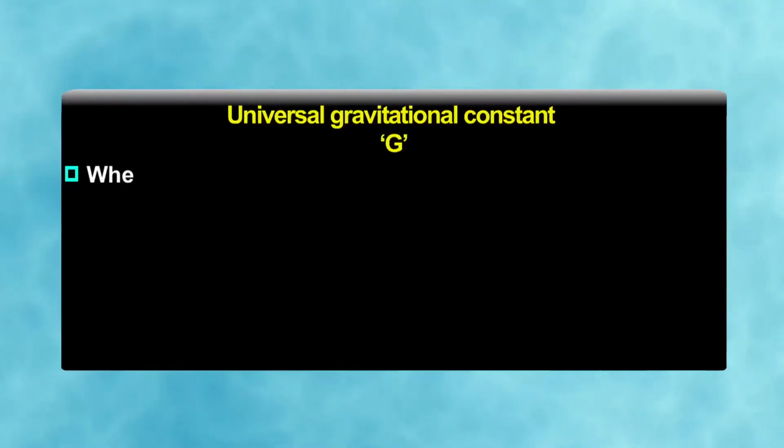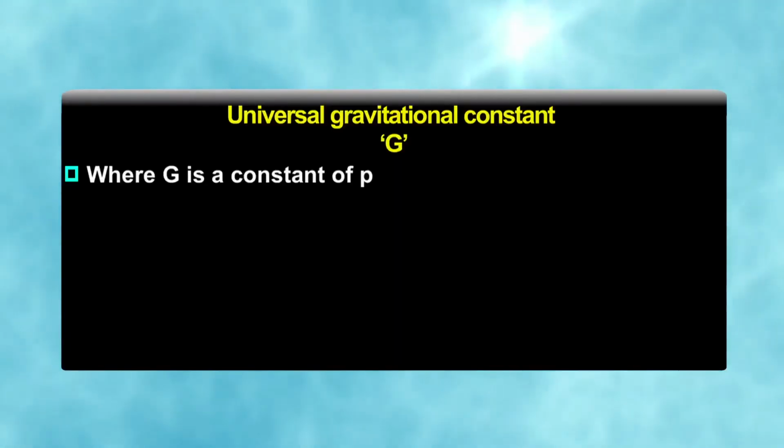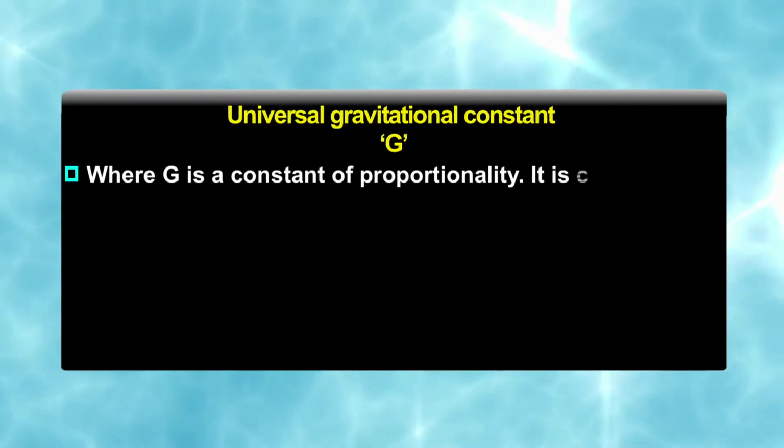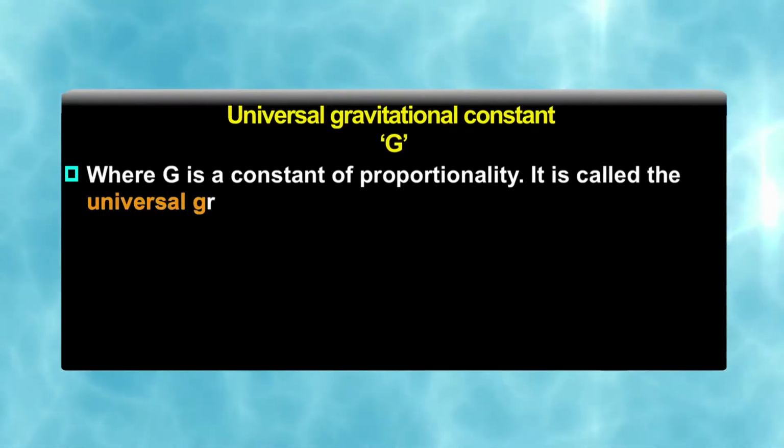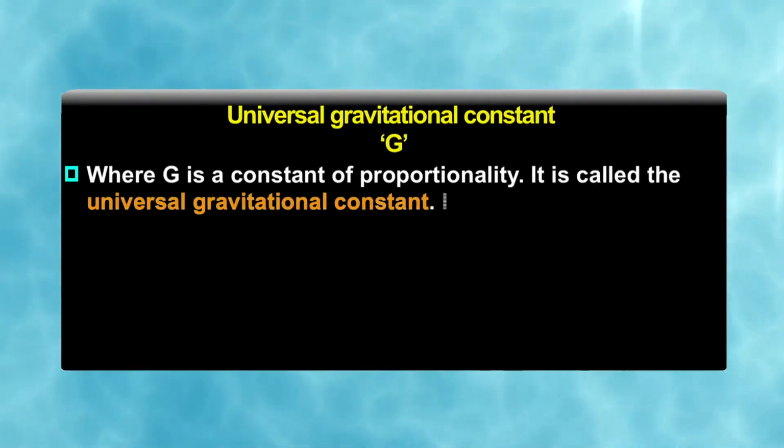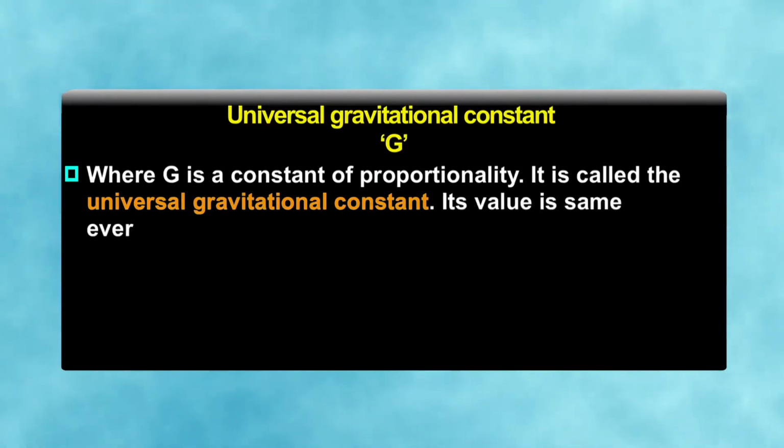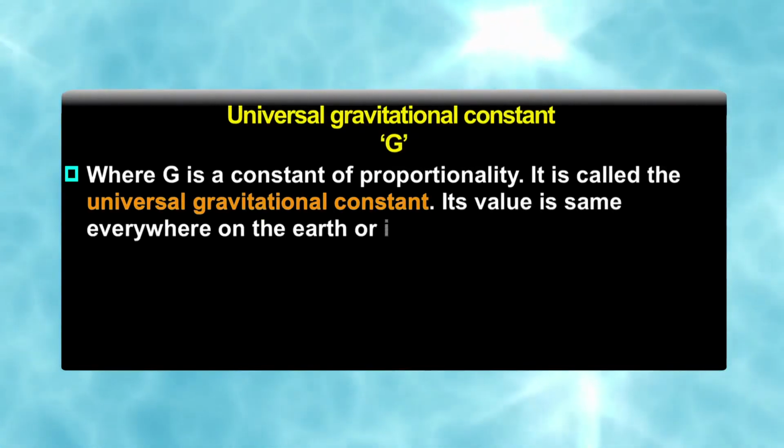Let us know what G is. Well, G is a constant of proportionality. It is also called the universal gravitational constant. Its value is the same everywhere on the earth or in the universe.